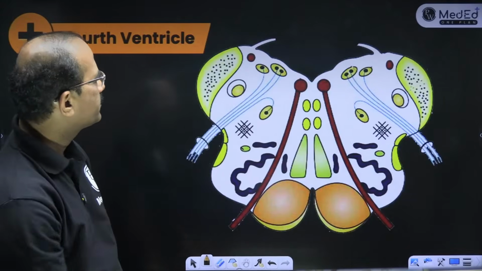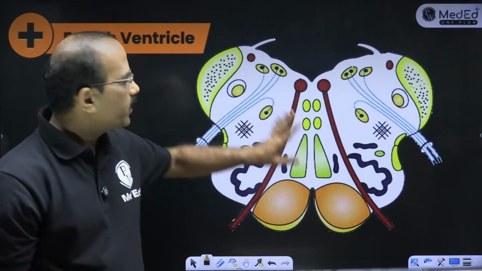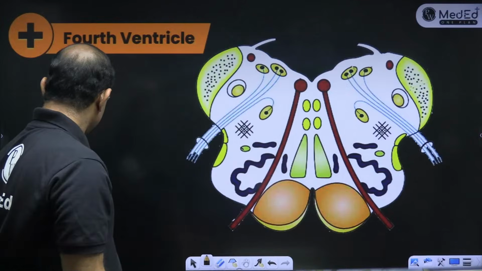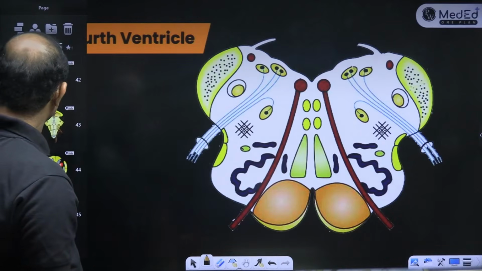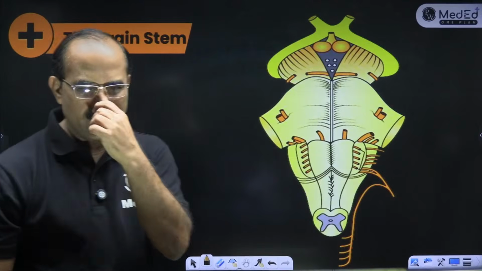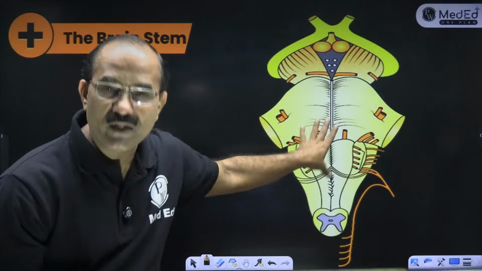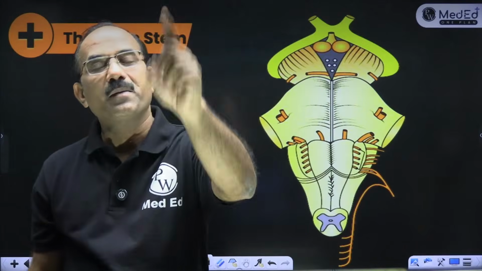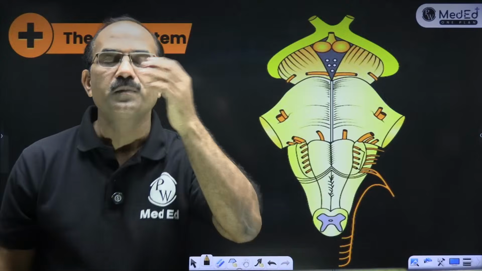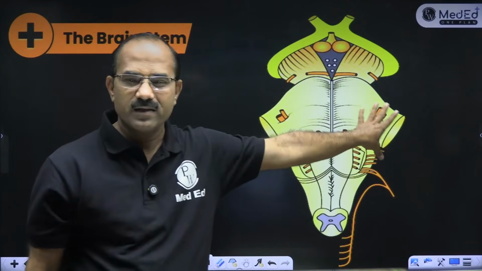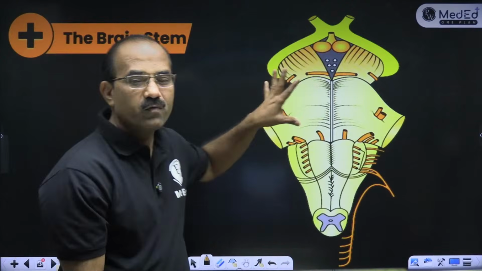this is all clear. Now you tell me, where is this section? One minute, we'll come to sections. We'll start with the brainstem first. Tell me, what is this aspect of the brainstem? The same brainstem will be kept in your practical exam also. Plenty of MCQs on this. Tell me, what is this view?